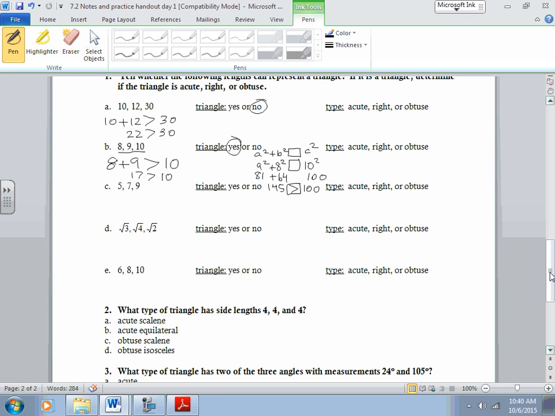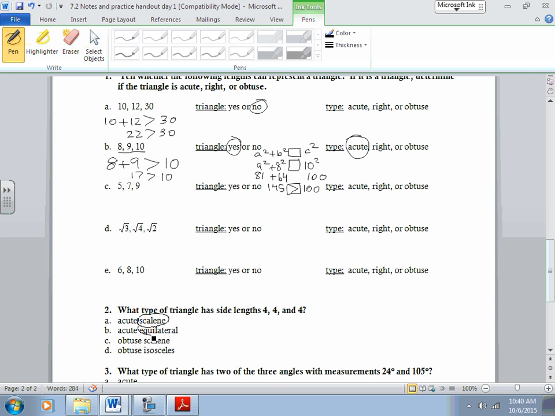So this is an acute triangle. Now I'm gonna teach you 3 words, but 2 of them you already know. The word scalene, you might not know it. Scalene means all the sides are different. None of them are the same.